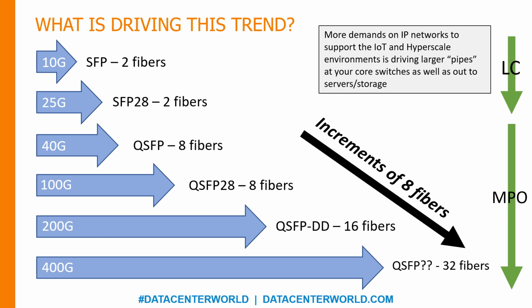And as we have migrated slowly from 10 gig into the faster speeds up to tomorrow, we're starting to see a trend where we're migrating from 2 fibers into technologies of QSFP that are in increments of 8 fibers to accomplish these faster speeds. And in that same trend, that moves us from an LC duplex type connector to more of an MPO or multi-fiber connector along the way.